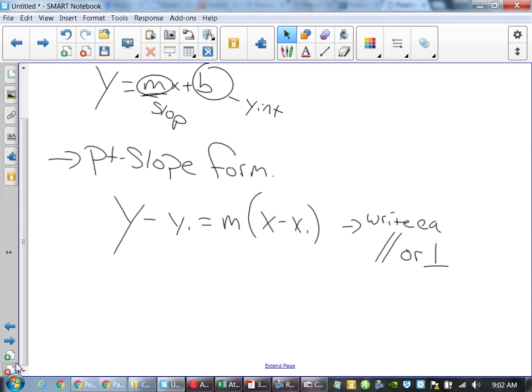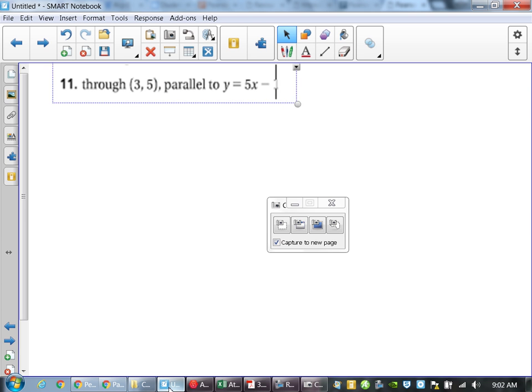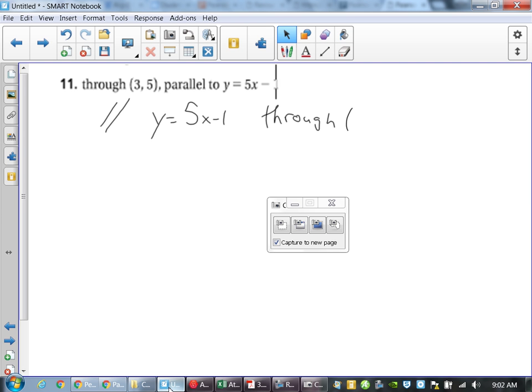When we do this stuff, and there are some problems with that in this section here, the way that I set it up forces you to slow down and actually do all the work. Let me show you an example real quick. Very slow. So we'll say it's parallel to y equals 5x minus 1 through 3, 5.